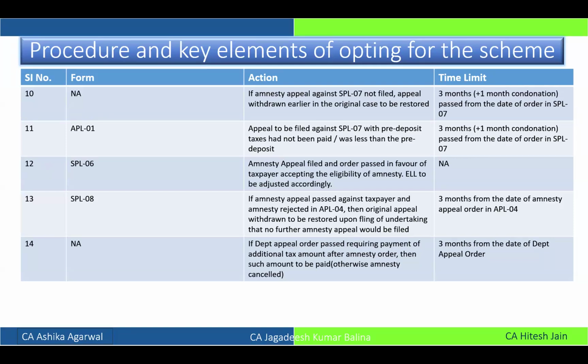Ma'am, would you like to add anything here? In this, if you notice what he discussed, first we need to understand the period covered. The period covered is July 17 to March 20. But when we see 16.5 or 16.6, it is covered till 21. So there is one extra year. In the amnesty scheme, it is 3 years; in 16.5 and 16.6, it is 4 years.